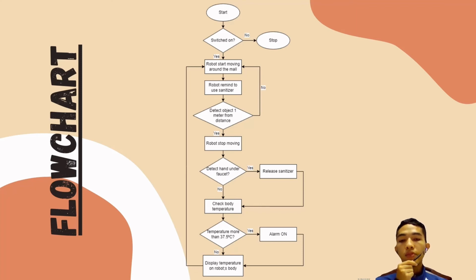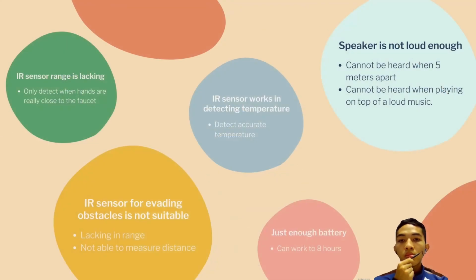But if it doesn't exceed 37.5 Celsius, it will still display the value on the LCD. And after that, the robot will continue moving around the mall searching for other users. To stop the robot, simply switch off the button of the robot.